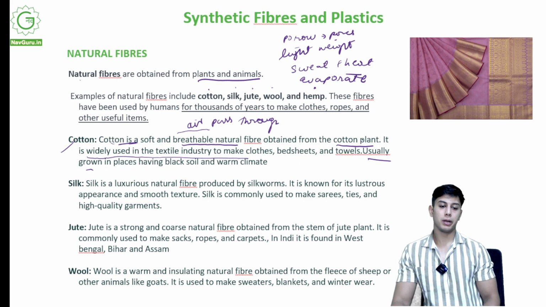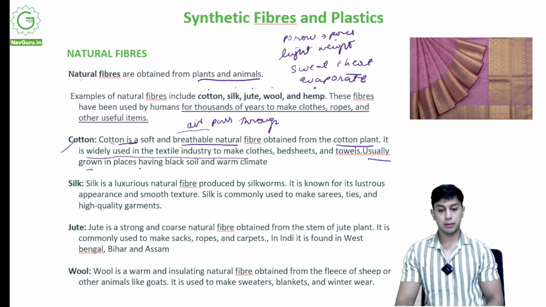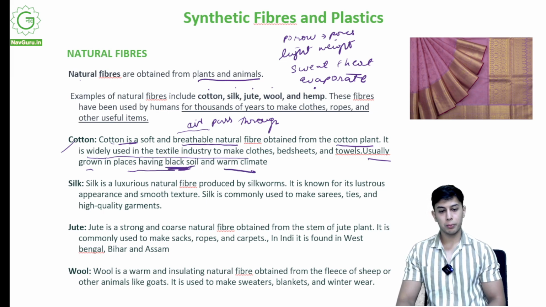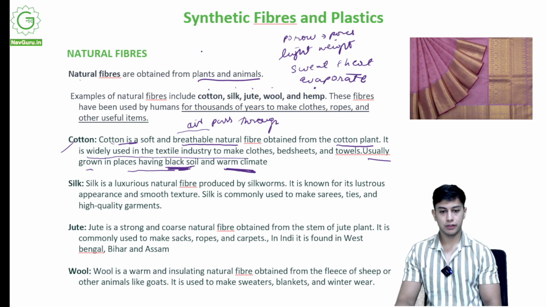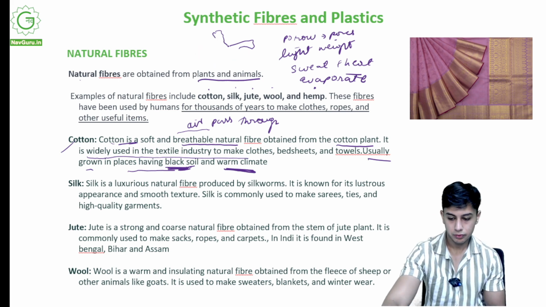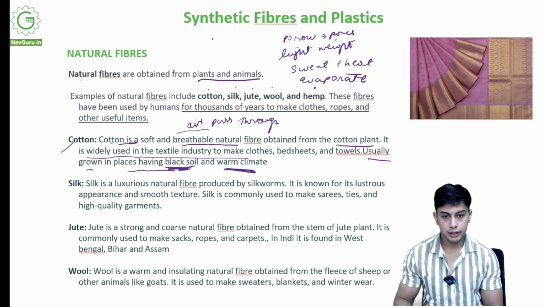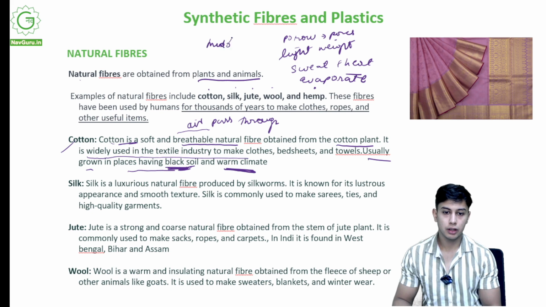Where does the cotton plant grow? It is grown in places having big, dark black soil and warm climate. So in India, mostly the middle part of India, if I can draw you this a little bit. If you see, the middle part, this whole is India.